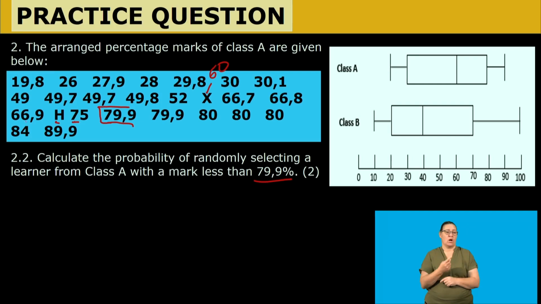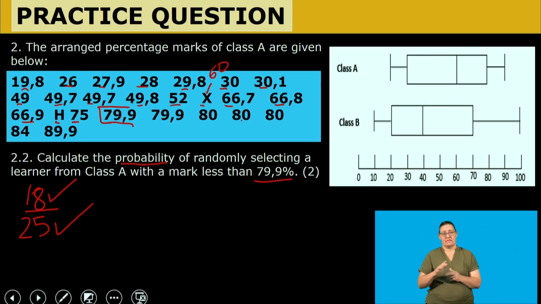So it is 1, 2, 3, 4, 5, 6, 7, 8, 9, 10, 11, 12, 13, 14, 15, 16, 17, 18. So it is 18 over a total of how many values? It's 18, 19, 20, 21, 22, 23, 24, 25. So it is 18 over 25. That is the probability. So there was no instruction that the probability must be in a percentage or a decimal. So we'll leave it as 18 over 25. So the first mark would be for the 18, the second mark would be for the 25.